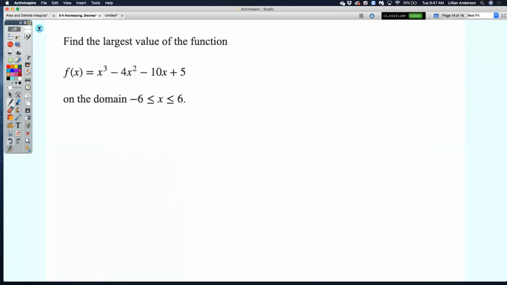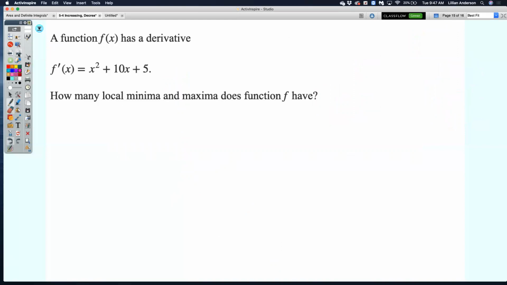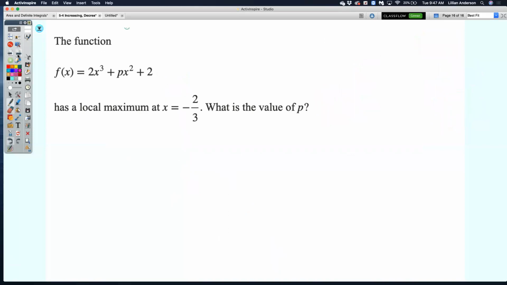Don't want to do that one. I already did one like that. Oh yes, let's do this one.